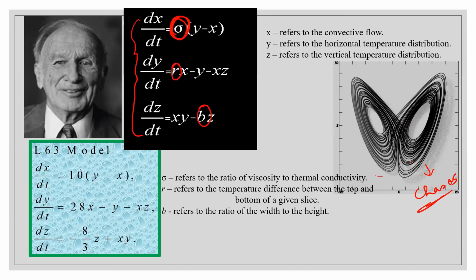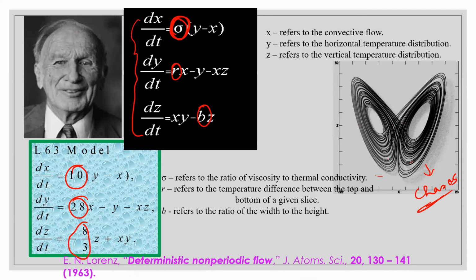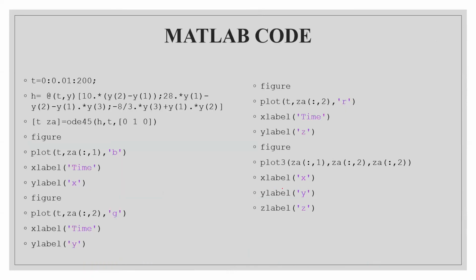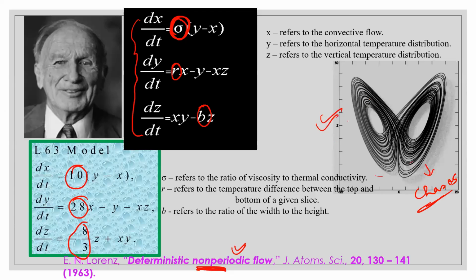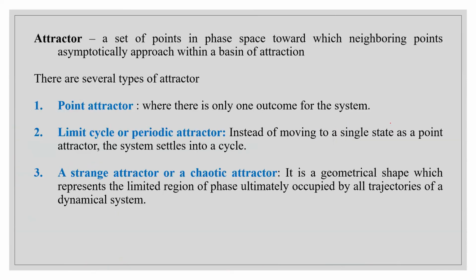So he set the parameters at 10, 28 and minus 8 by 3 for this, and he saw that this chaotic behavior was observed. You can find the paper over here also if you are interested, the paper which was given by Lorentz in 1963. This is a programming exercise which you will do also in your lab class, where you can generate this beautiful figure, which is a chaotic attractor.